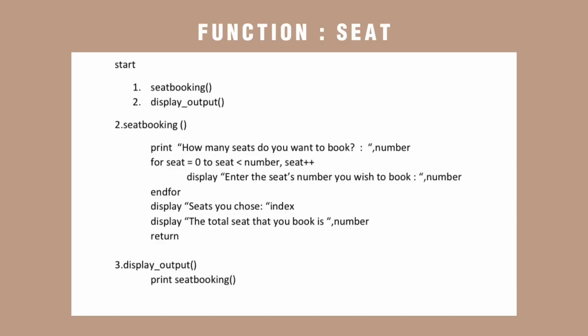This is the procedure code on how to book a seat in the cinema. So we use a function. Start with the seat booking, print how many seats that the user wants to book, and then we use a for loop inside of the function so we can repeat the seat numbers that the user wishes to book as they can refer to the array, and then display the seats you choose, and lastly display the total seats that the user booked, and display output print seat booking.